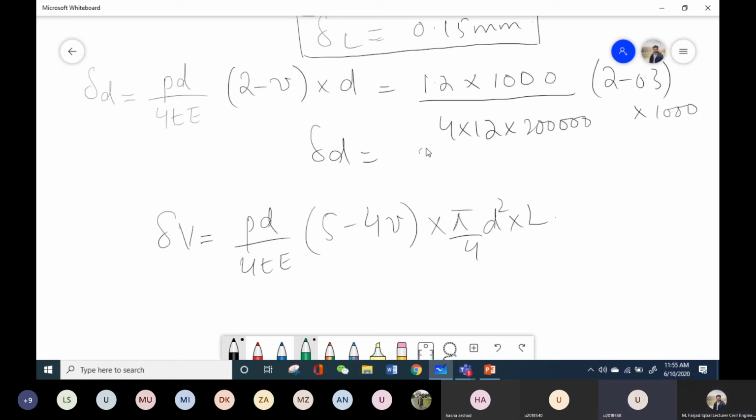Millimeter. 212.5 millimeter. So this is the change in diameter due to the internal pressure of 1.2 megapascal. So the last thing is we need to calculate the change in volume.